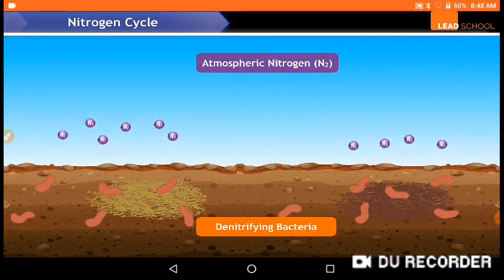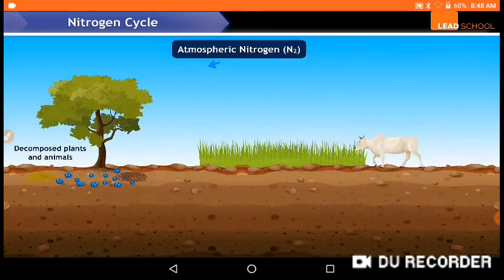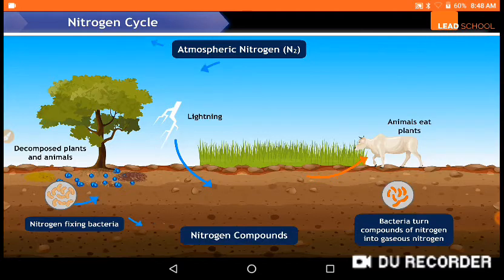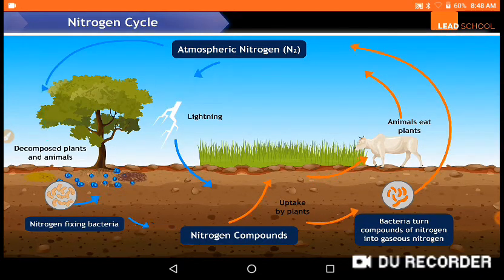So what completes the nitrogen cycle? The process of nitrification or nitrogen fixing to create nitrogen compounds, followed by denitrification to create atmospheric nitrogen, completes the nitrogen cycle. This way, the nitrogen cycle helps maintain the balance of nitrogen in the soil and the atmosphere.